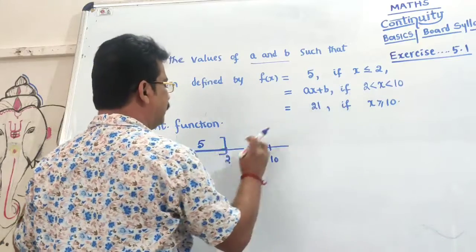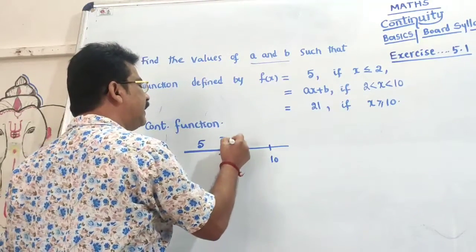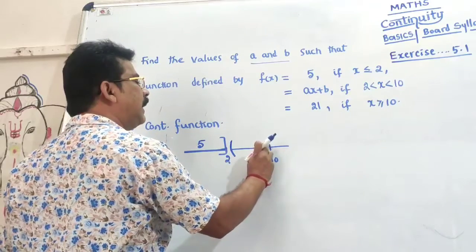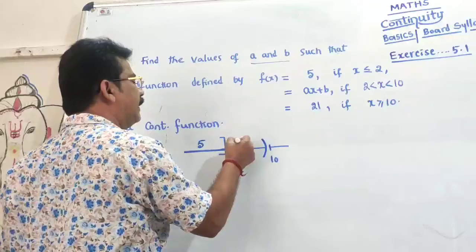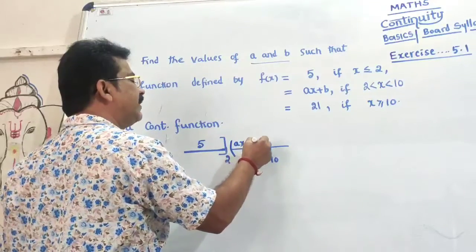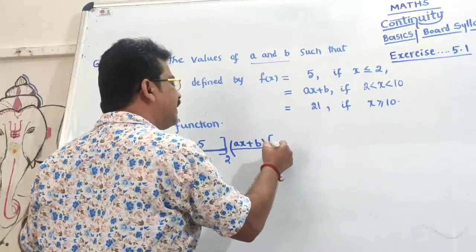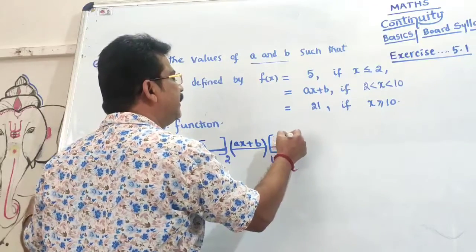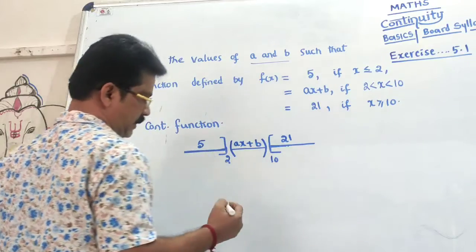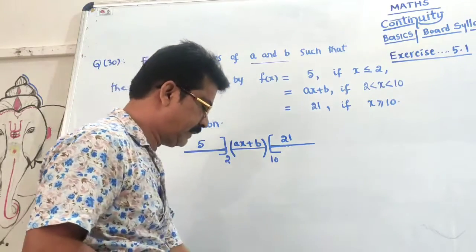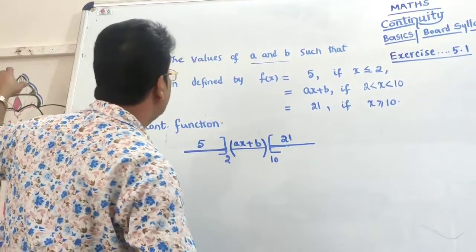Next, 2 to 10 means just the deleted neighborhood of 2 and less than 10. In this area it is defined as ax plus b, and when x is greater than or equal to 10 it is defined as constant, means 21. So this is the given function.